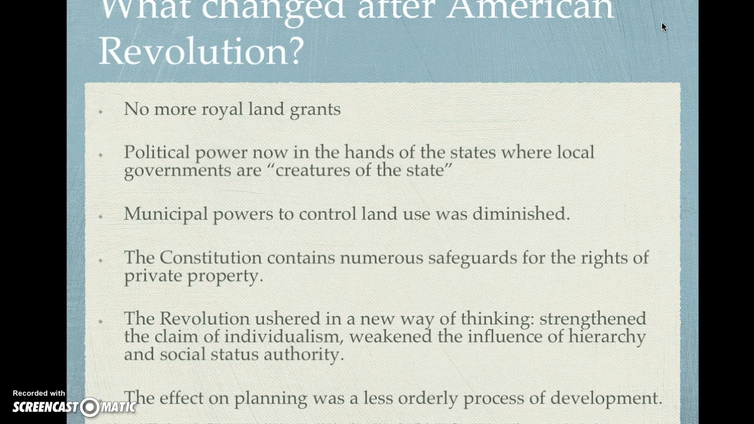And the U.S. Constitution contains numerous safeguards for the rights of private property. We love our private property in this country, and that's all protected by the Constitution.